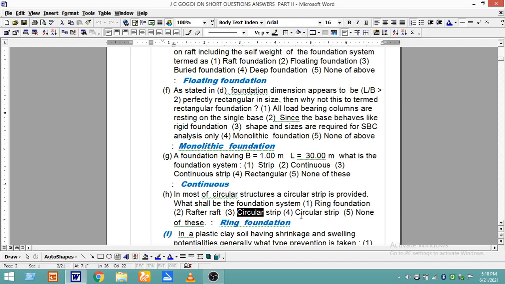There are two circular strips. It is because of a printing mistake. None of this. It is ring foundation. When a circular ring is provided below the foundation, then it is called ring foundation.